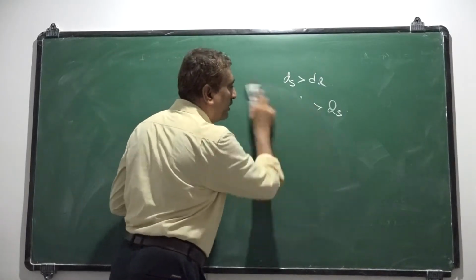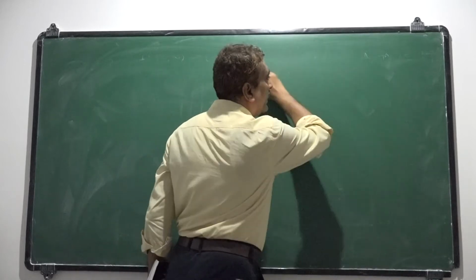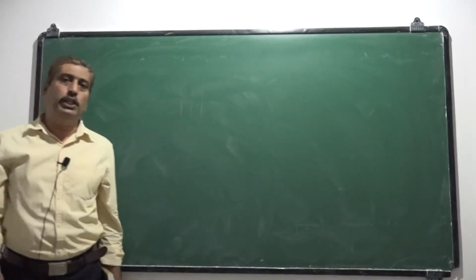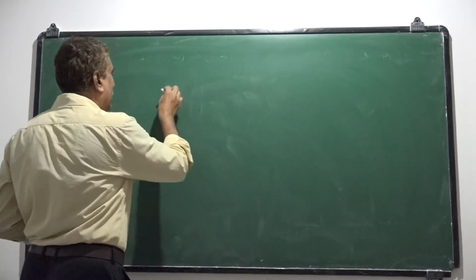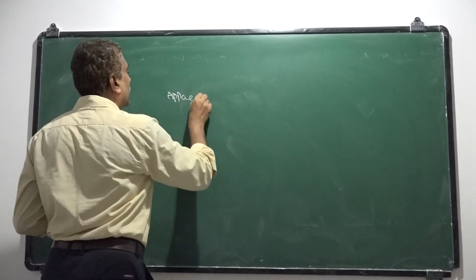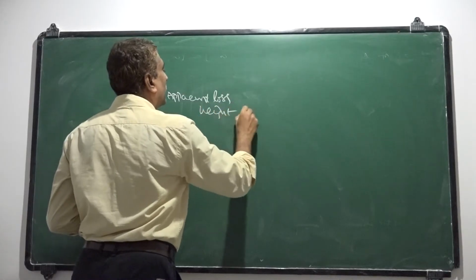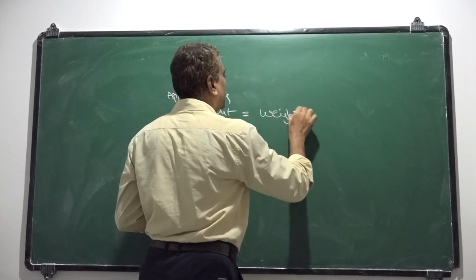And the next point to remember is Archimedes' principle: when a solid body is completely or partially immersed in a liquid, the apparent loss of weight is equal to the weight of the liquid displaced. Remember that Archimedes' principle is that the apparent loss of weight of the solid body is equal to the weight of the liquid displaced.